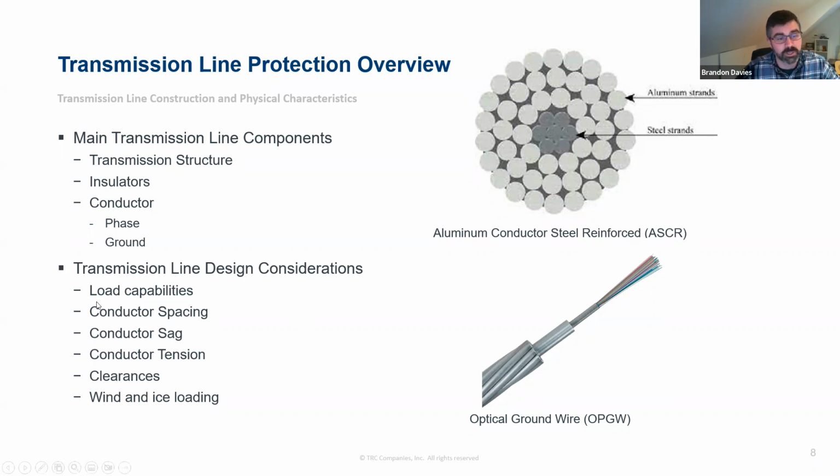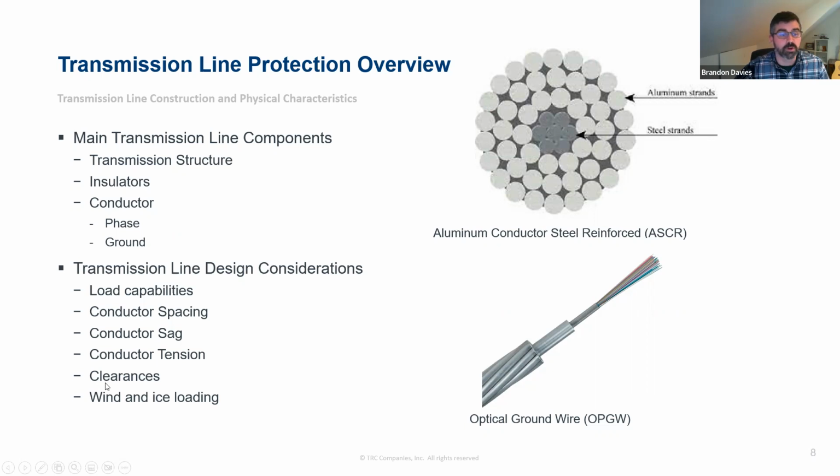So there's a ton of stuff that goes into it, and I'm not a transmission engineer, so I can't tell you all the details. But some of the key things are really the load capabilities of the structure, the conductor spacing, so you need to keep your phases separated from one another. The conductor sag, which is how far the conductor will go down when at different temperatures. The tensions on the conductors, which have a lot to do with the design of the structures themselves.